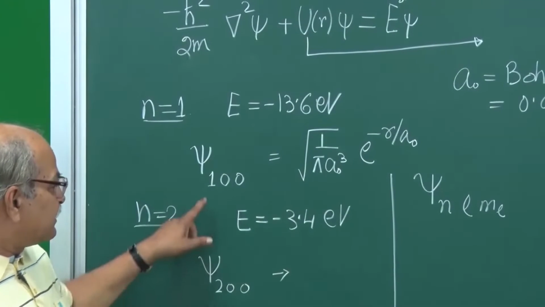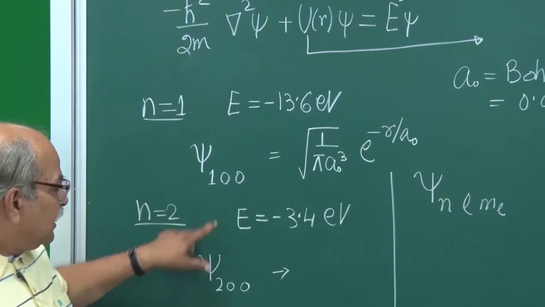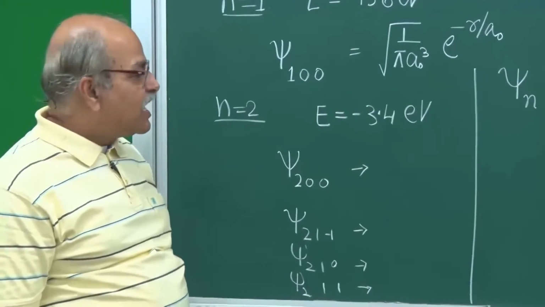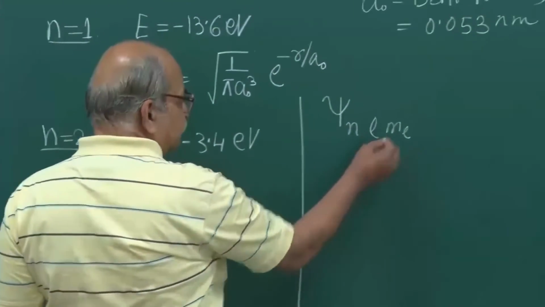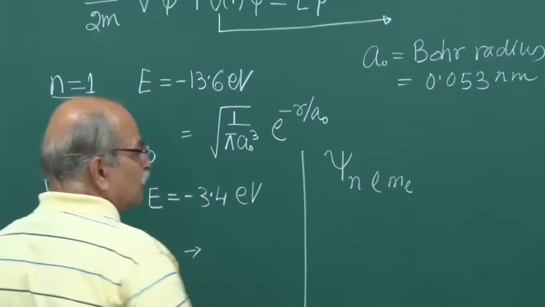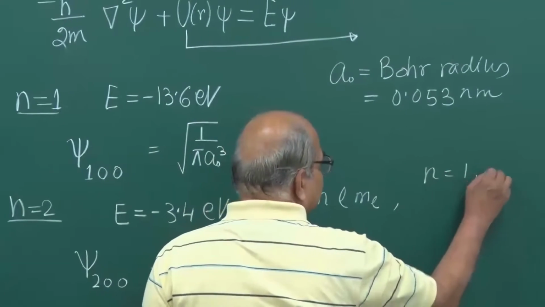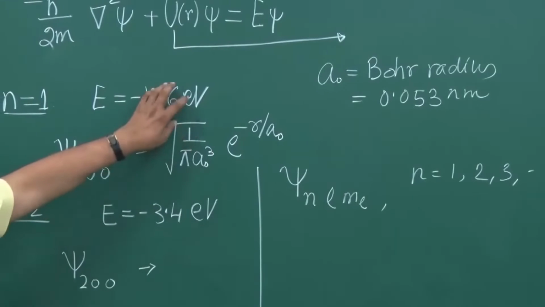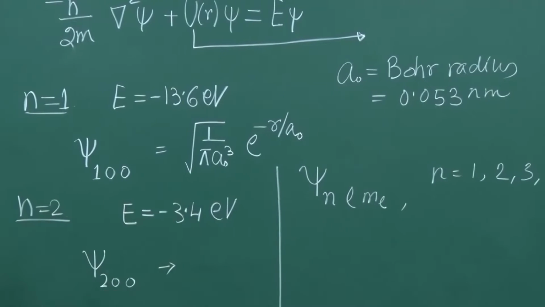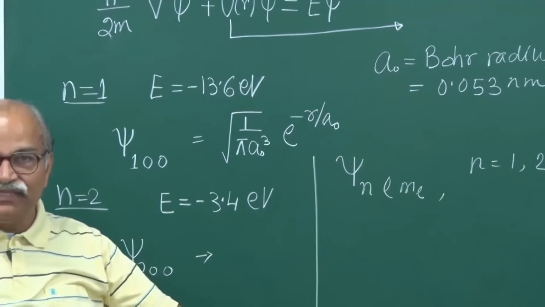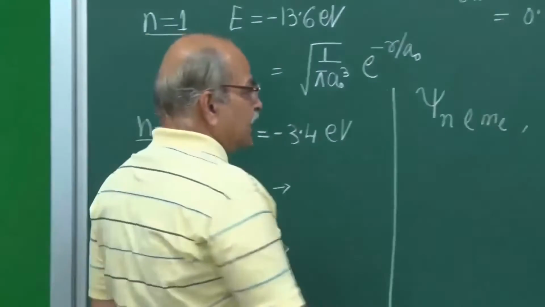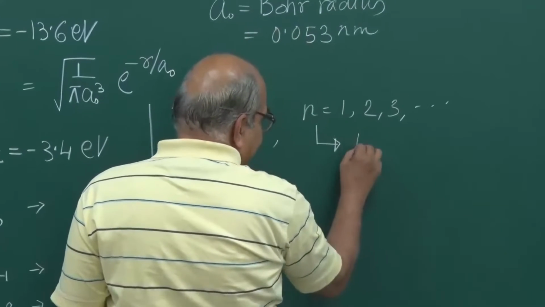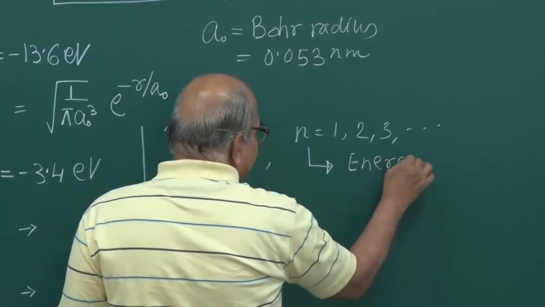So the first digit here is n. N is equal to 1, n is equal to 2, then n is equal to 3, and so on. So here n is 1, this is the energy, this is n equal to 2, this is the energy, n equal to 3, the energy will be minus 1.5 eV and so on. So that is n. In this case, it is related to energy.